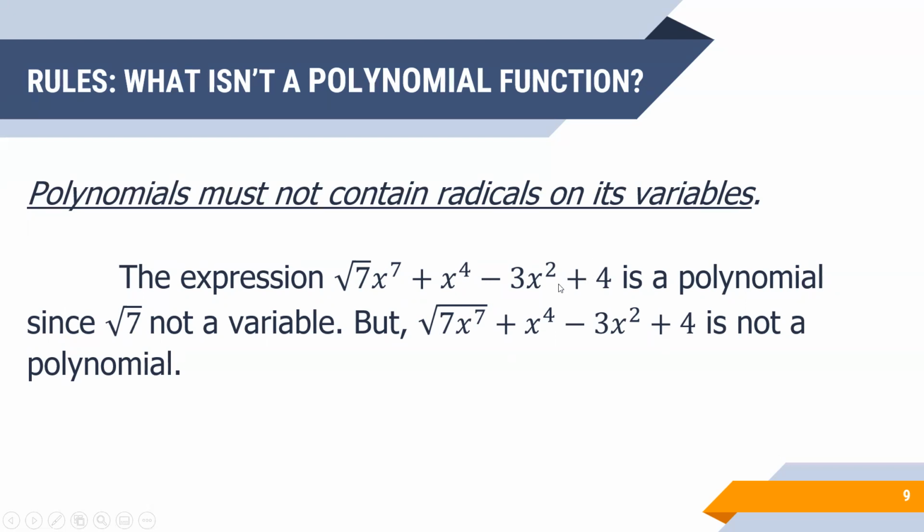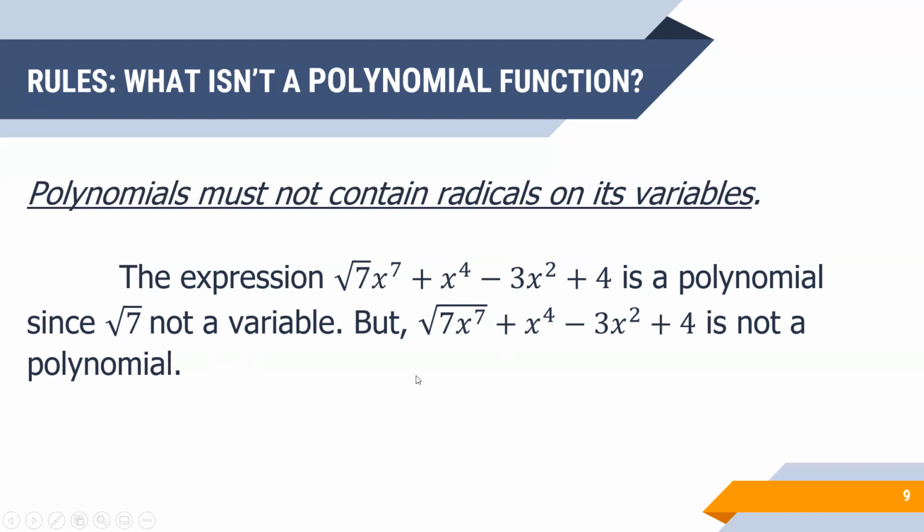So for example here, the expression square root of 7, x raised to 7 plus x raised to 4 minus 3x squared plus 4 is a polynomial. Why? Because itong 7 lang yung merong square root or radical sign. Hindi niya nasasakop yung x raised to 7. So therefore, this is a polynomial.